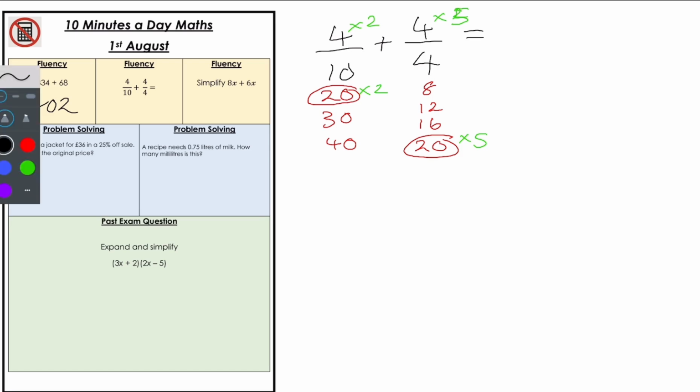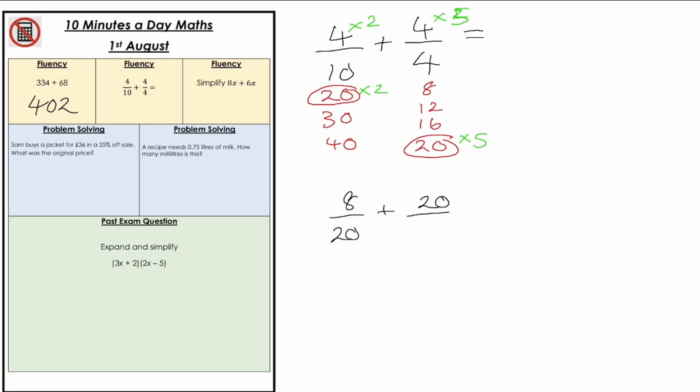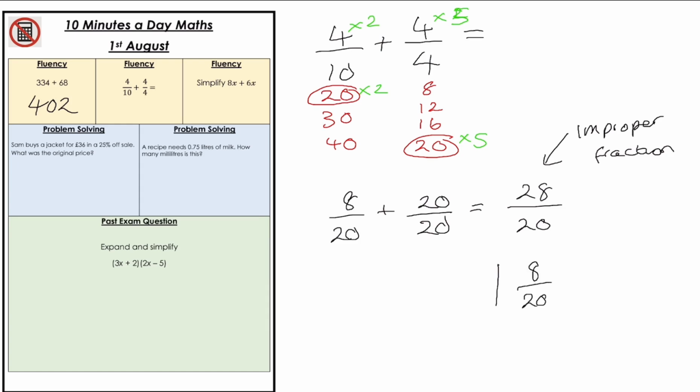So now let's rewrite our fractions. So we've got 4 times 2, which is 8 over 20, plus 20 over 20. Now our denominators are the same. We're just going to add our numerators. So 8 plus 20 is 28 over 20. Now this is an improper fraction, okay? Now we want to simplify this so it turns into a mixed number. That's where we have a whole number and our fraction. So we're going to firstly see how many times 20 goes into 28. That's one whole, okay? I've got 8 remainder and my denominator stays the same.